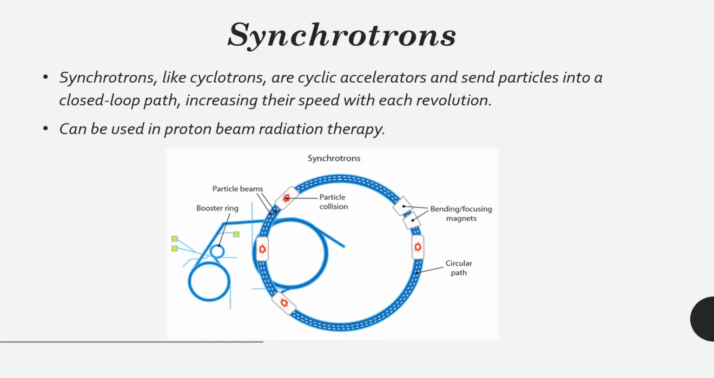Synchrotrons. They also can be used in proton beam radiation therapy because these too, just like a cyclotron, produce protons. They are like cyclotrons and are cyclic accelerators and send particles into a closed loop path, increasing their speed with each revolution.